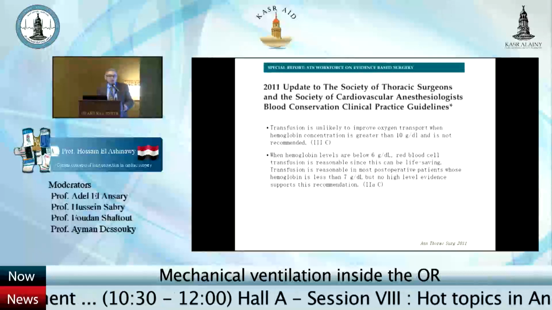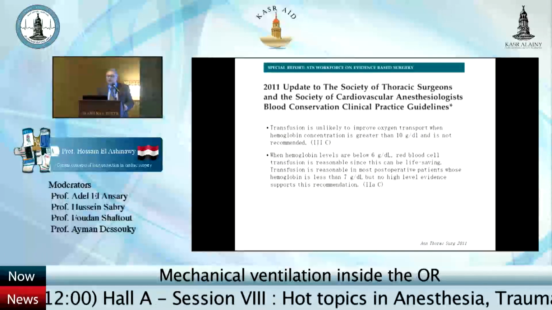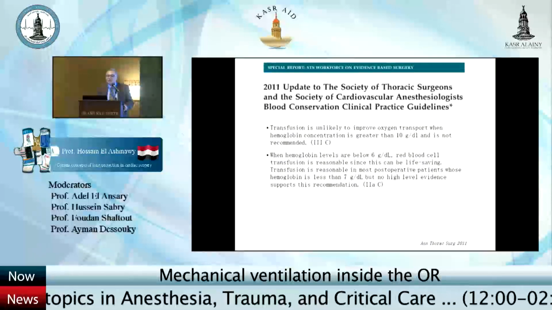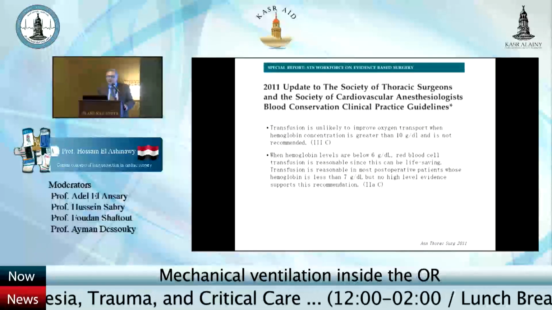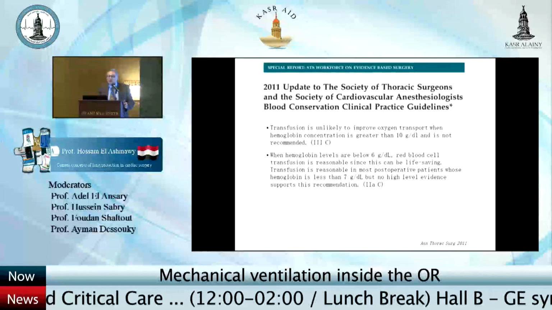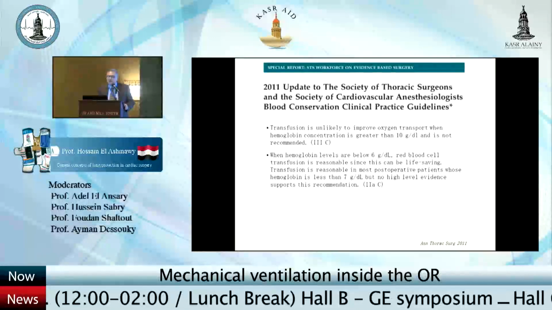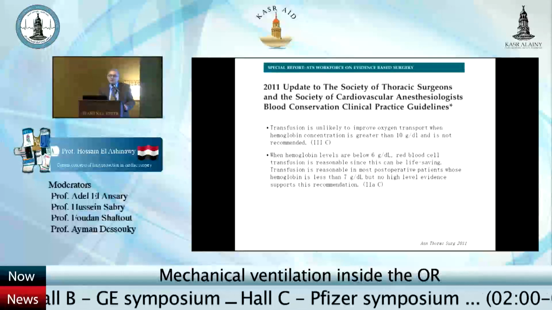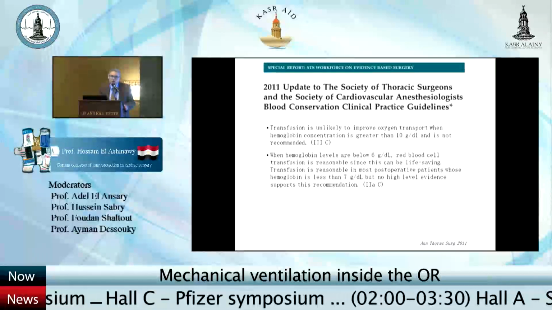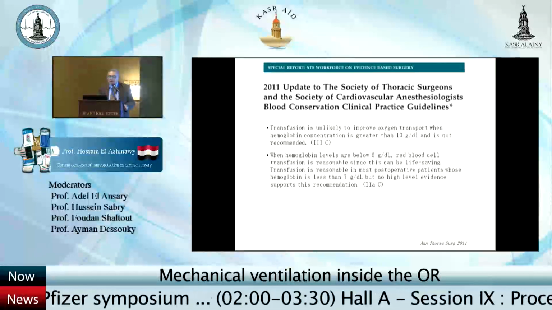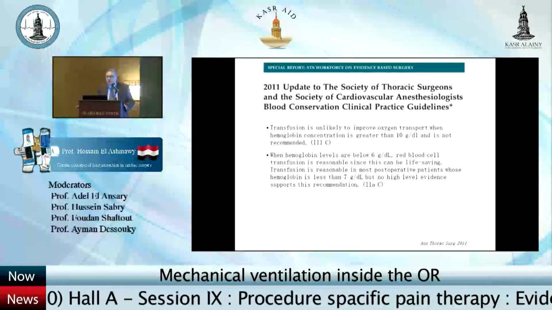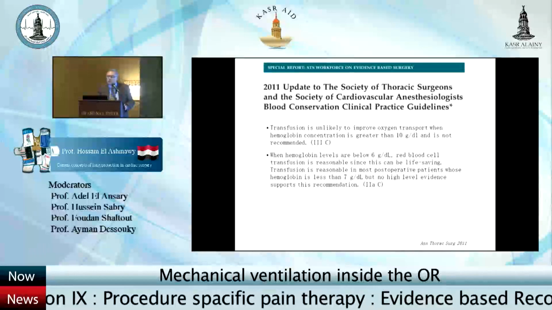And about the transfusion trigger, transfusion is unlikely to improve oxygen transport when the hemoglobin is greater than 10. And for hemoglobin levels below 6, transfusion is reasonable, not mandatory, not an indication. It is reasonable to give blood when hemoglobin is less than 6. And patients whose hemoglobin is less than 7, but no high-level evidence supports it, is post-operative.